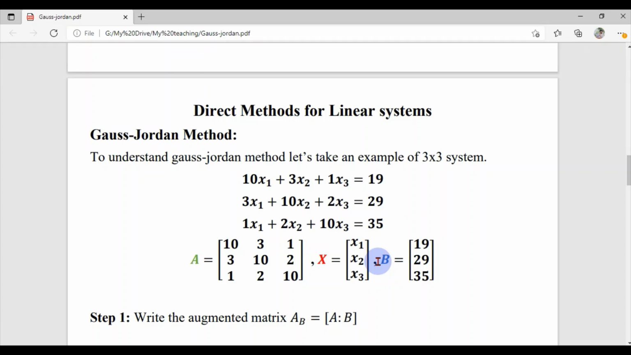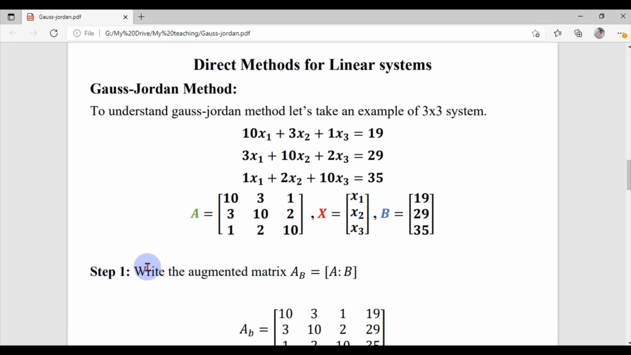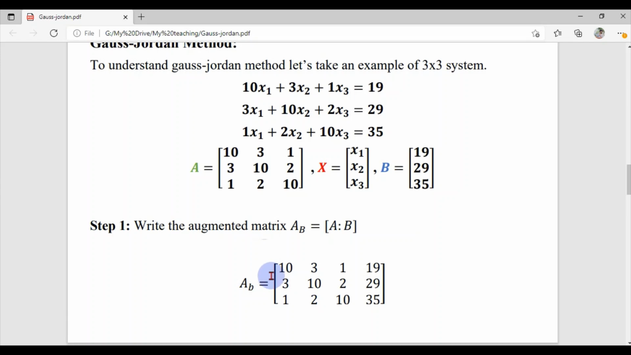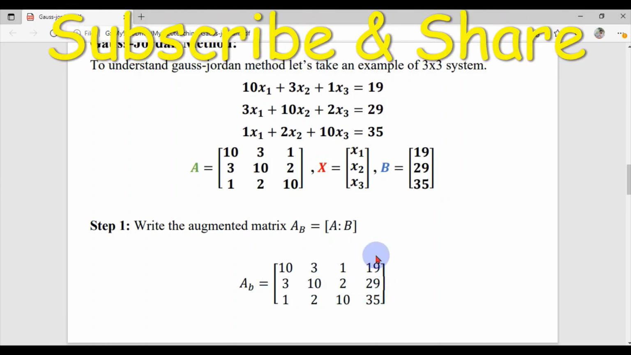Like in the Gauss elimination method, in the Gauss-Jordan method step number 1 is to write the augmented matrix, and in the augmented matrix we just write the source vector with the coefficient matrix in one matrix like this. So you can see on the right hand side I have the source vector also involved, and this matrix is known as the augmented matrix [A B], since A is augmented with B.